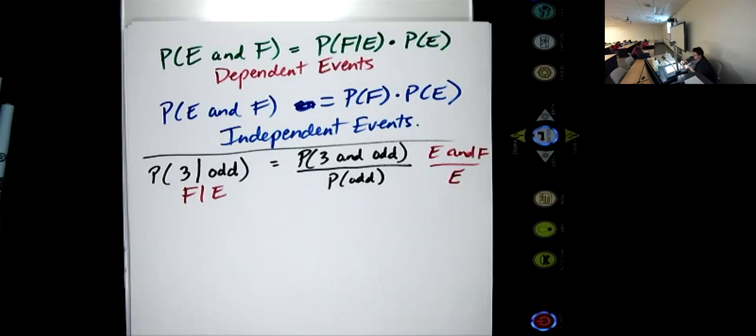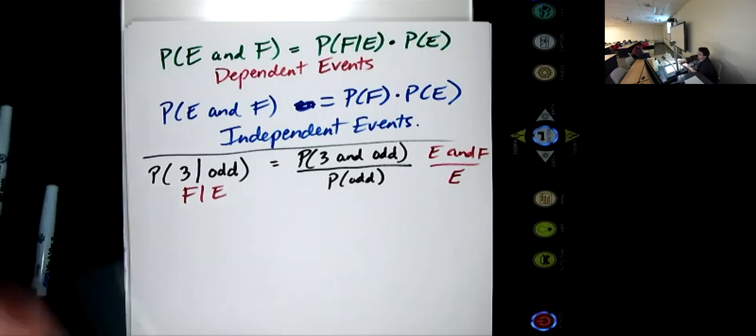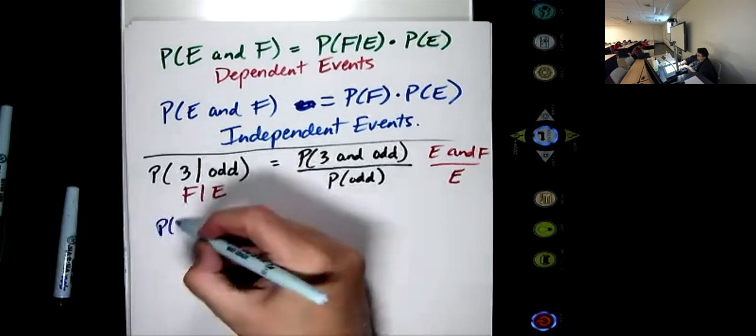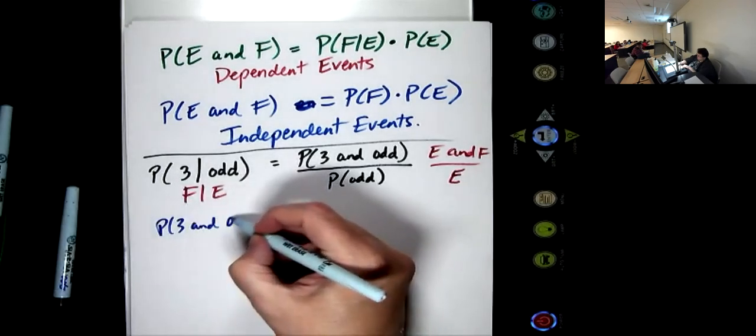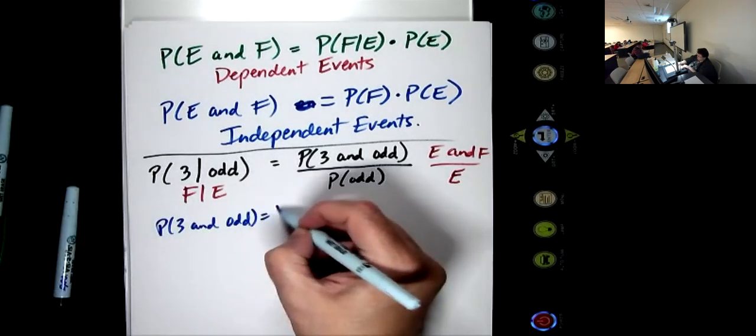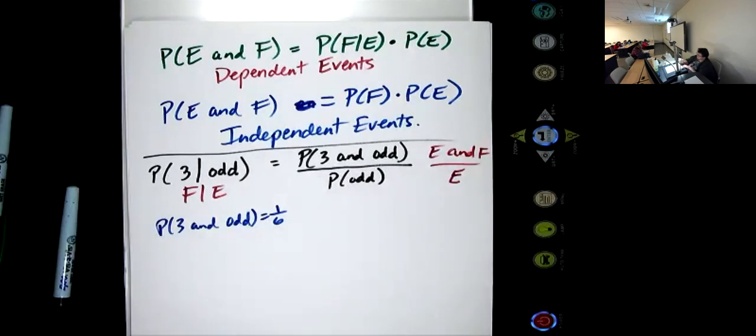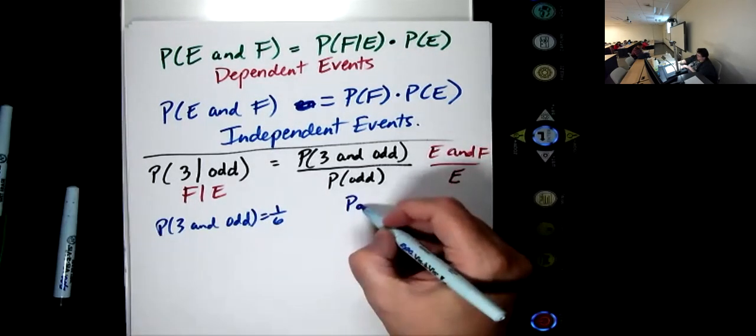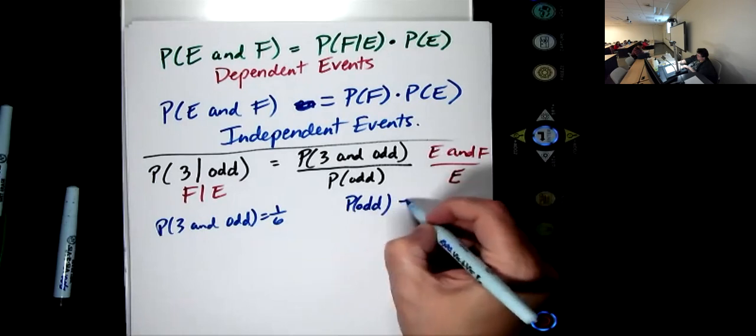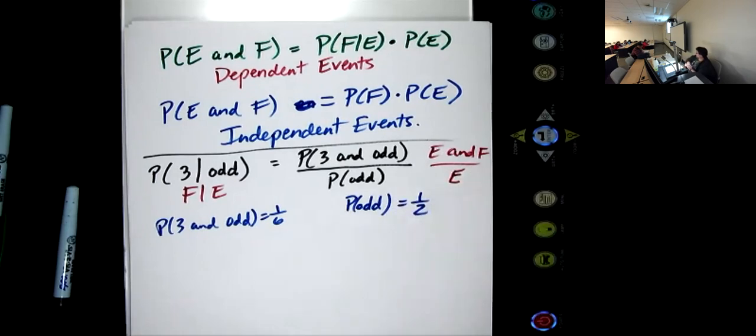Well, the probability of being a 3 and an odd, if it's 3, it's already odd. The probability of 3 and odd is 1/6. The probability of getting an odd number is 1/2. Half the numbers on the die roll are odd.